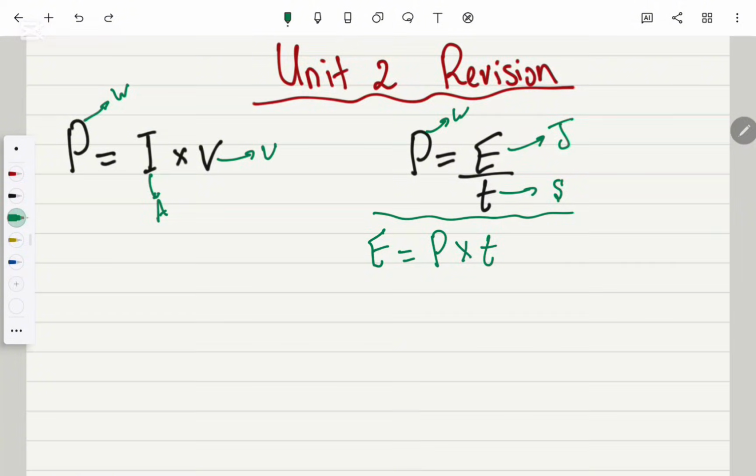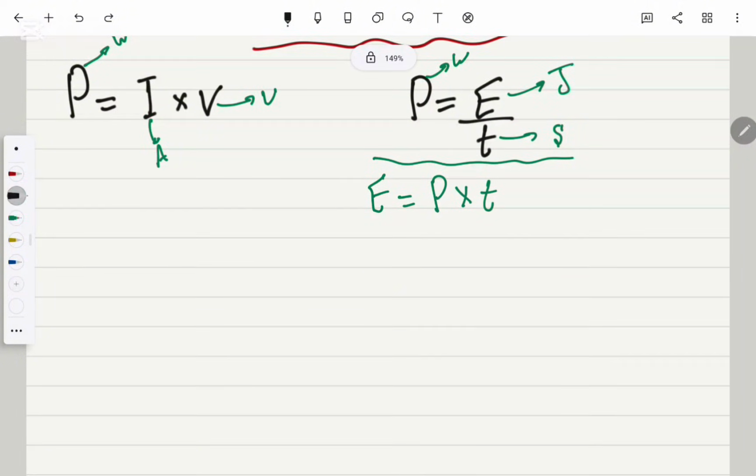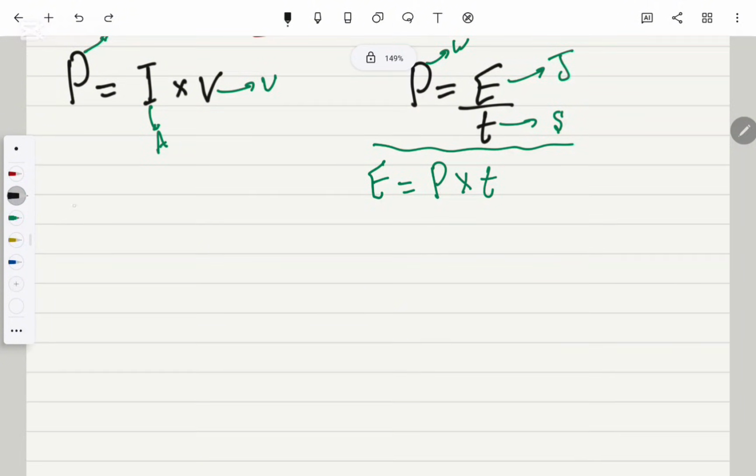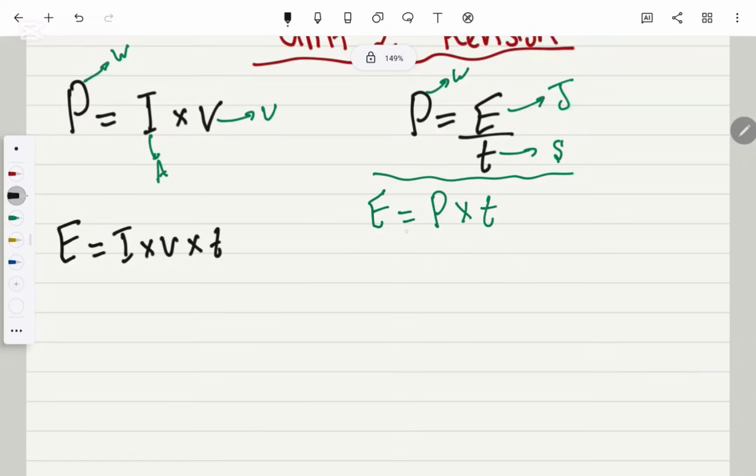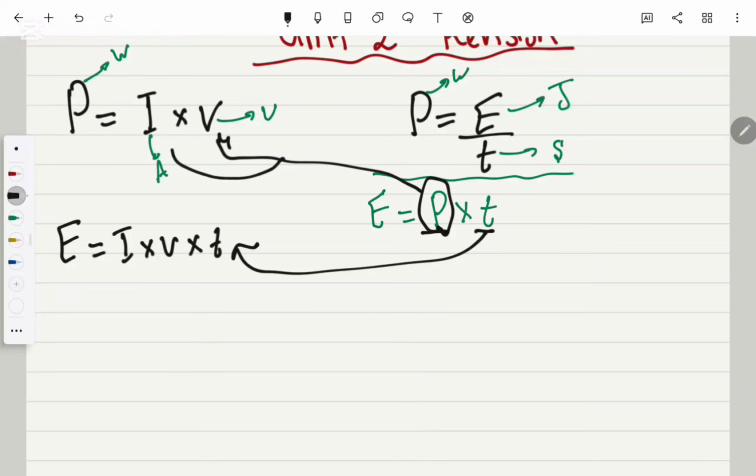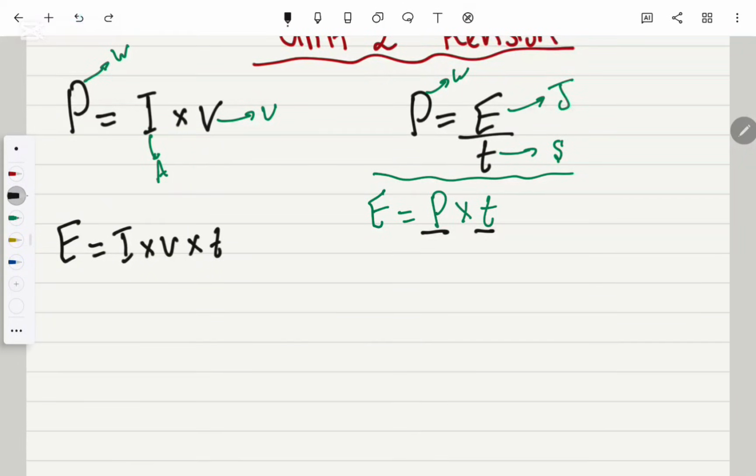Now, if you want to be fancy, there is another formula that you can add other than those two, which is energy equals current times voltage times time. And where did this formula come from? Basically, energy is power times time, so place the time here. And what's power? Power is current and voltage. So instead of writing power, I just wrote current and voltage, and the time stays the same. That's just an extra formula to make things easier on you.